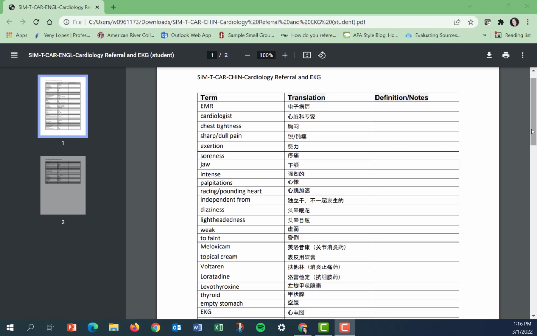Tightness in the chest or chest tightness. Sharp pain. And dull pain. Exertion. A hint for exertion is, another way of saying it is while you are active. Jaw. Intense.